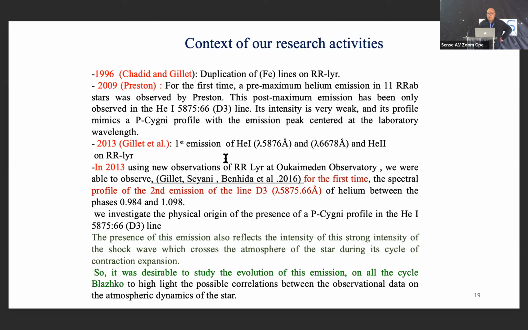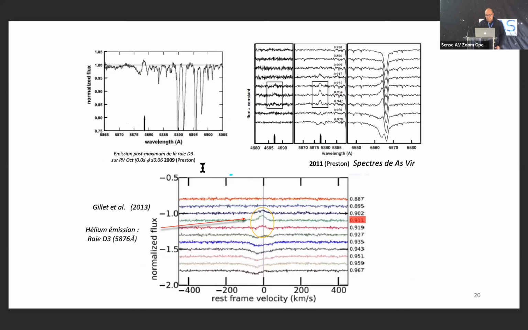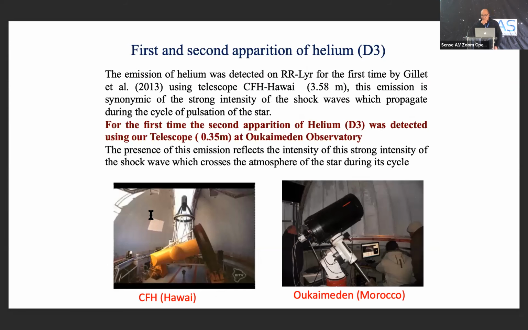He observed the first emission of helium at Hawaii Observatory, and at Oukaïmeden Observatory in the same year, we observed the first emission, but the second emission they could only observe in Hawaii with a great telescope. So let me show you the result. Here is the emission of helium observed by Gillet in 2013, and there is our comparison.